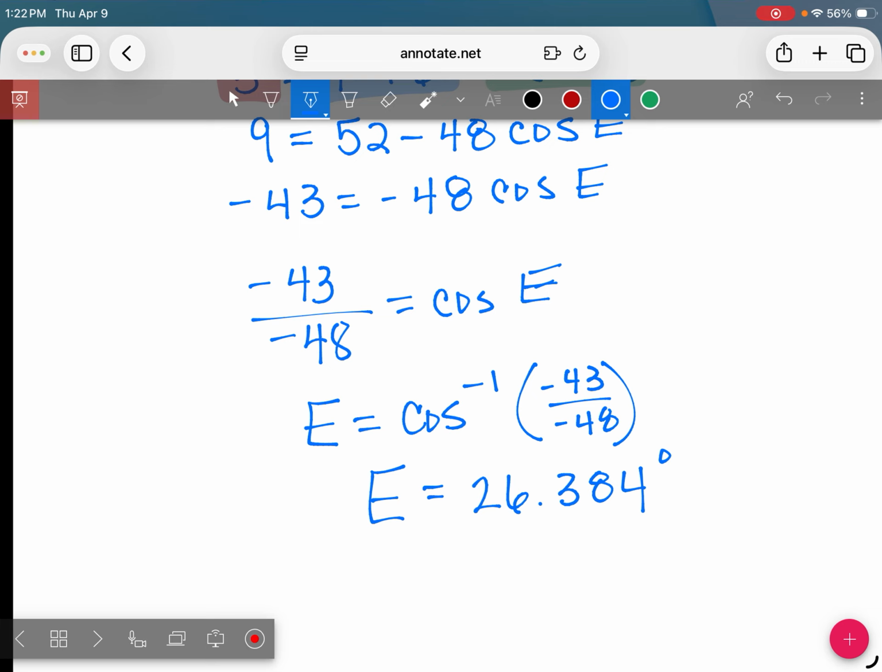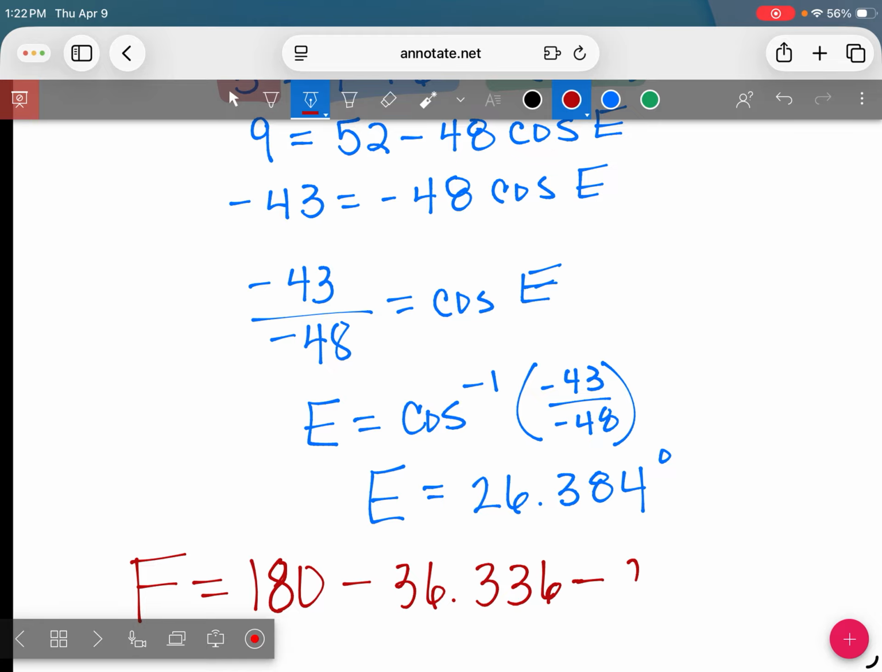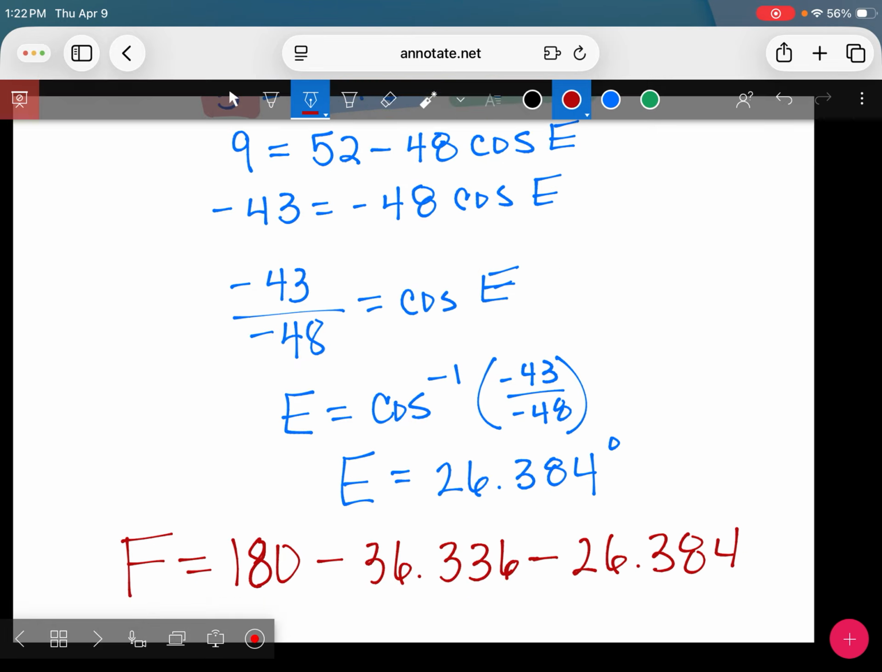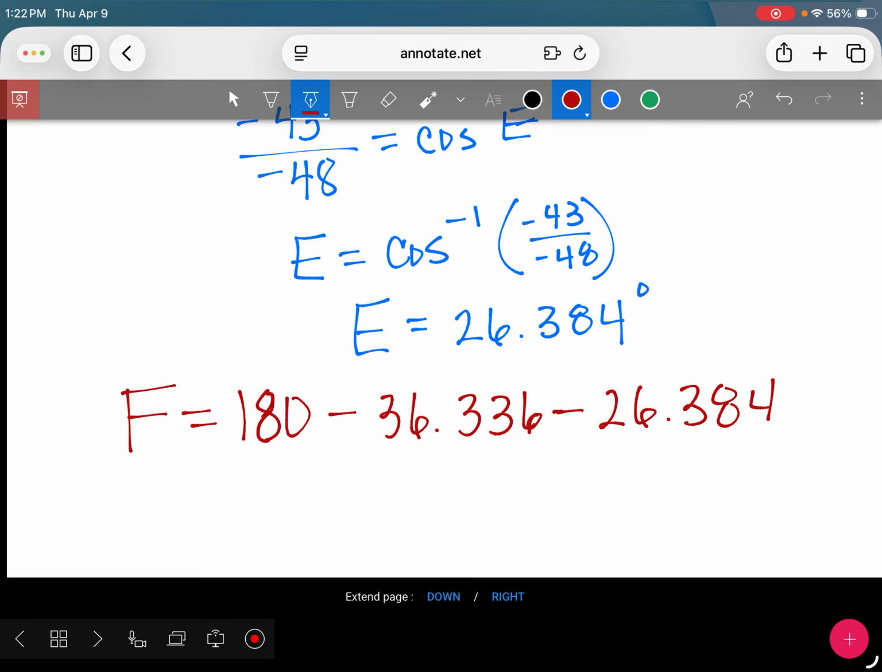All right, so E should be 26.384, and then our last one would be angle F. But since we know two, that one is easy to find. You can use the law of cosines if you want to, though. So 180 minus D, which is 36.336, and minus E, which is 26.384. Go ahead and find your angle F.